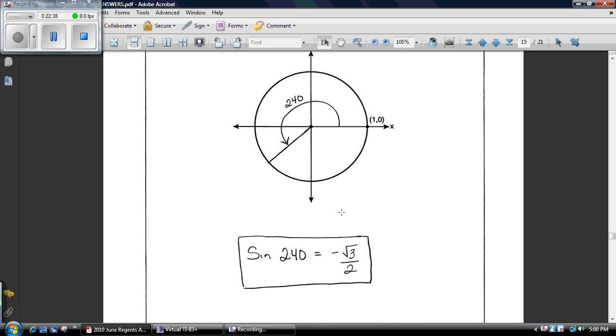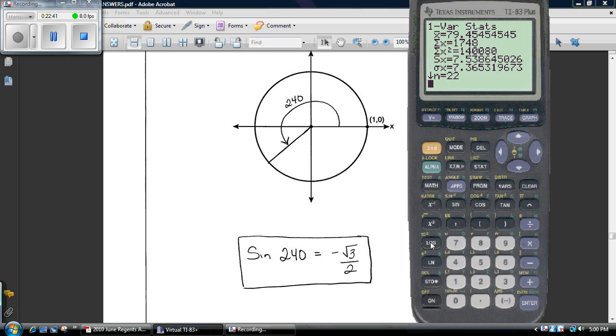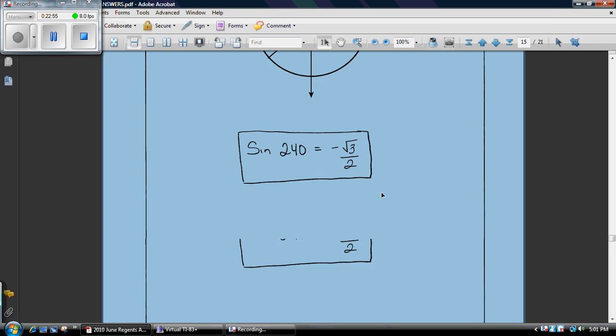And then sine 240, you plug it into your calculator. In my class, I had them remember that anytime you see 0.866, it's rad 3 over 2. So it's going to be negative rad 3 over 2.